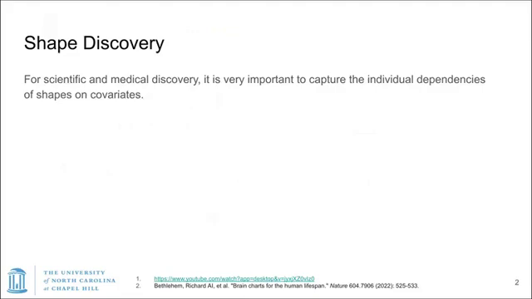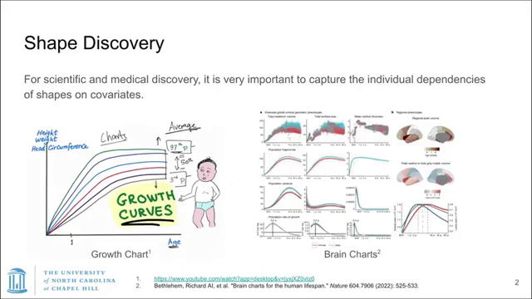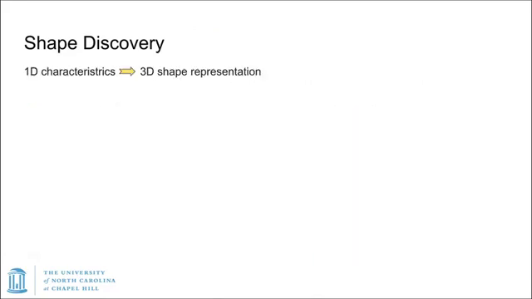For scientific and medical discovery, it is very important to capture the individual dependencies of shapes on covariates. For example, growth charts are used to describe how children's height and weight change with age. Brain charts are used to describe how brain characteristics change with age. Beyond the charts for 1D characteristics, a 3D shape representation is needed to describe how different covariates affect 3D shapes.